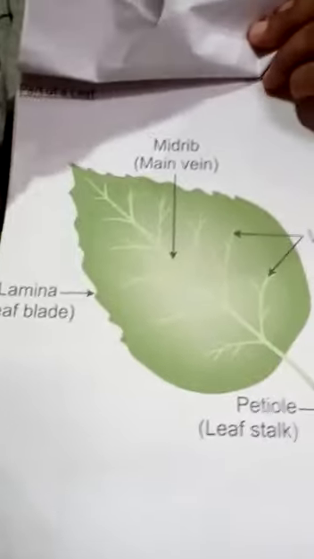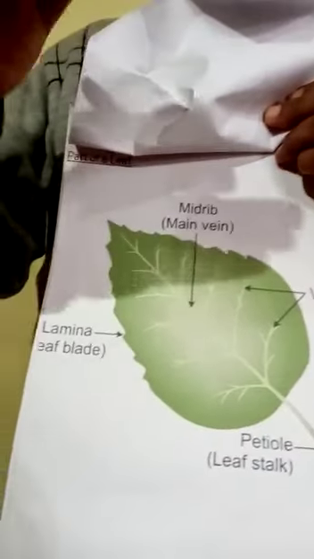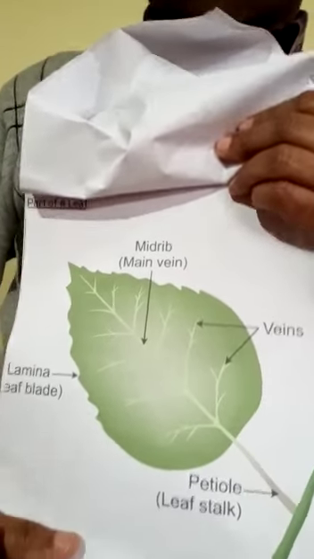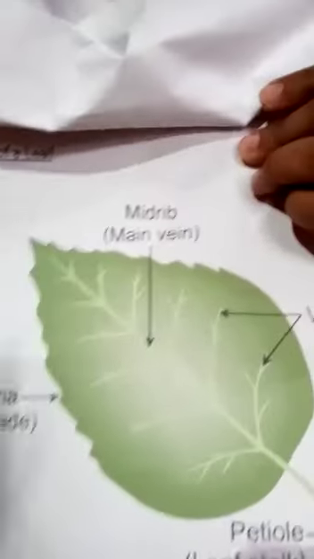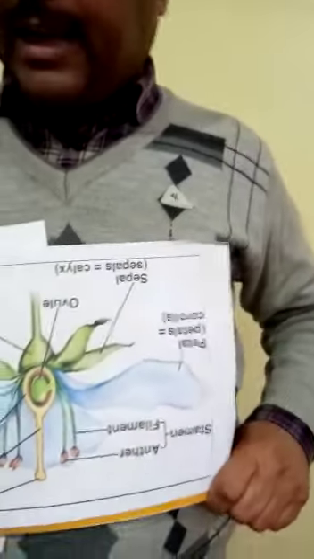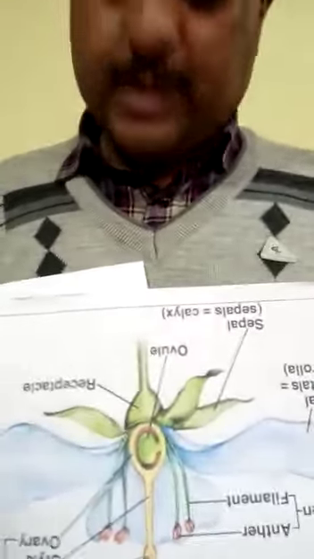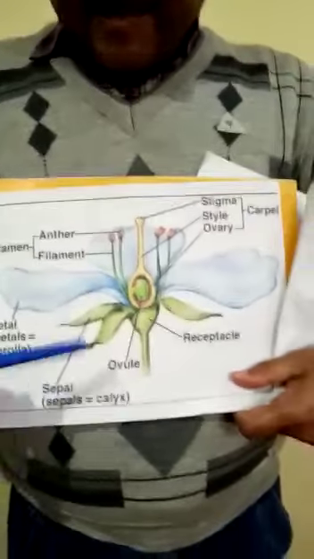Now there is one more organ present in the aerial part of the plant, that is the flower. This flower is the lateral outgrowth of the stem. This is the stalk of the leaf.